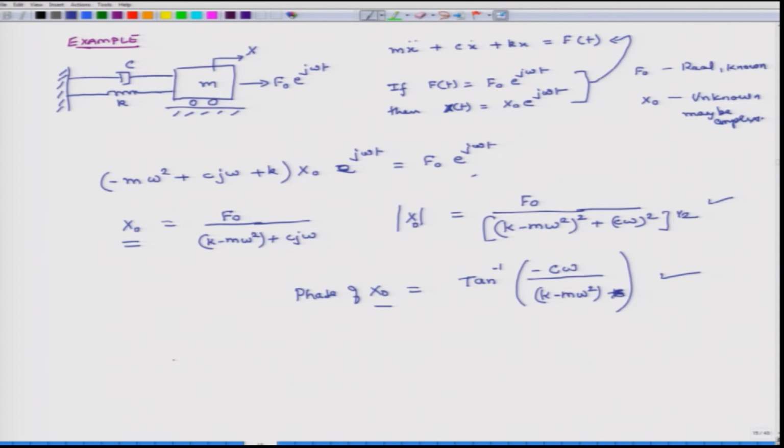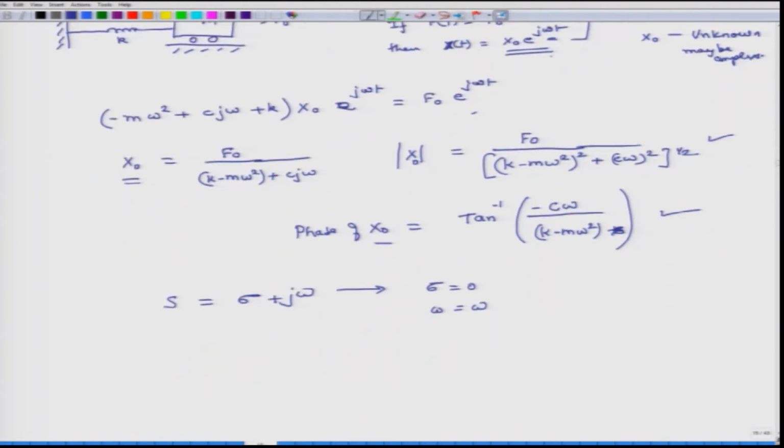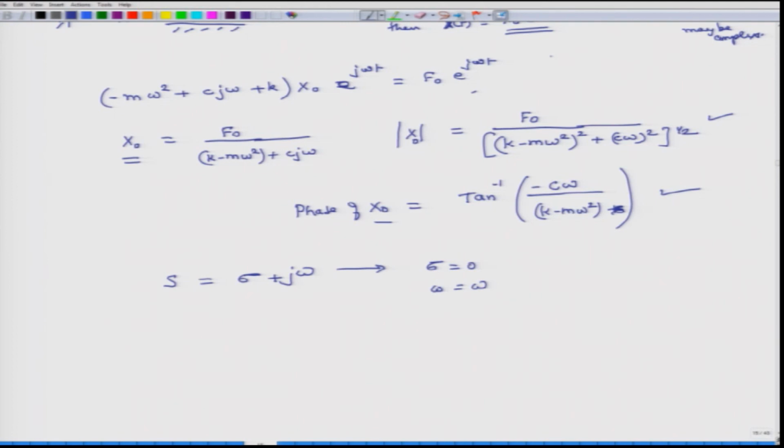And what is the complex frequency? s is equal to sigma plus j omega. In this case, what is the value of sigma? Now, because the complex time signal is x naught e^(j omega t), sigma is equal to 0 and omega equals omega, because there is no sigma here. Understood? So, that is what complex time signals are all about.